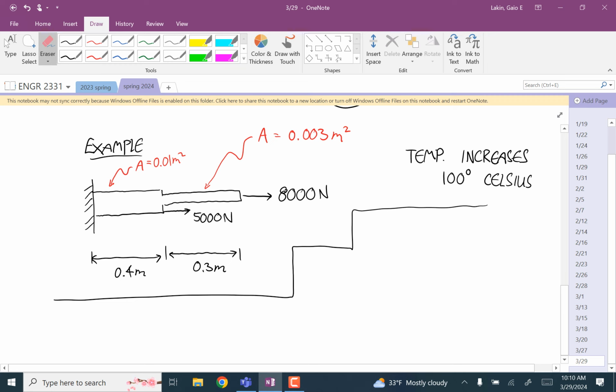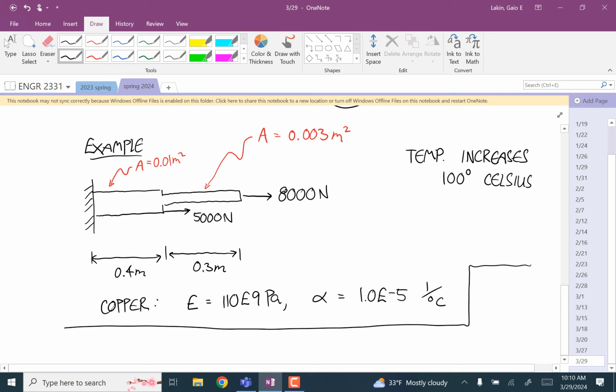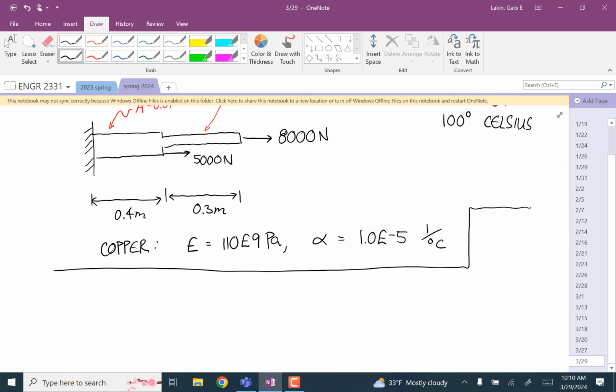And we're going to assume that this is copper. And so we have a Young's modulus of 110 times 10 to the 9th pascals. The Poisson's ratio doesn't come into any of this calculation. And the coefficient of thermal expansion is 1 times 10 to the minus 5, 1 over degrees Celsius. Okay, so first let's do this for internal tension.